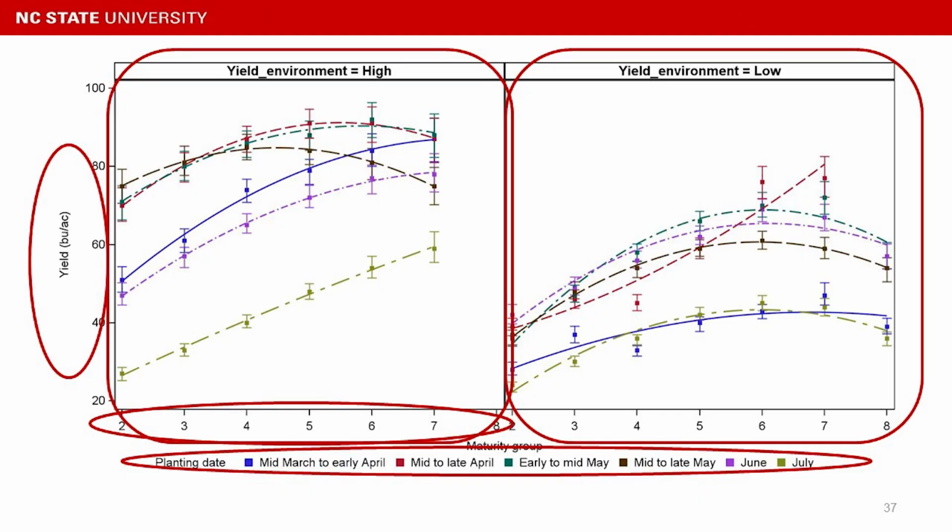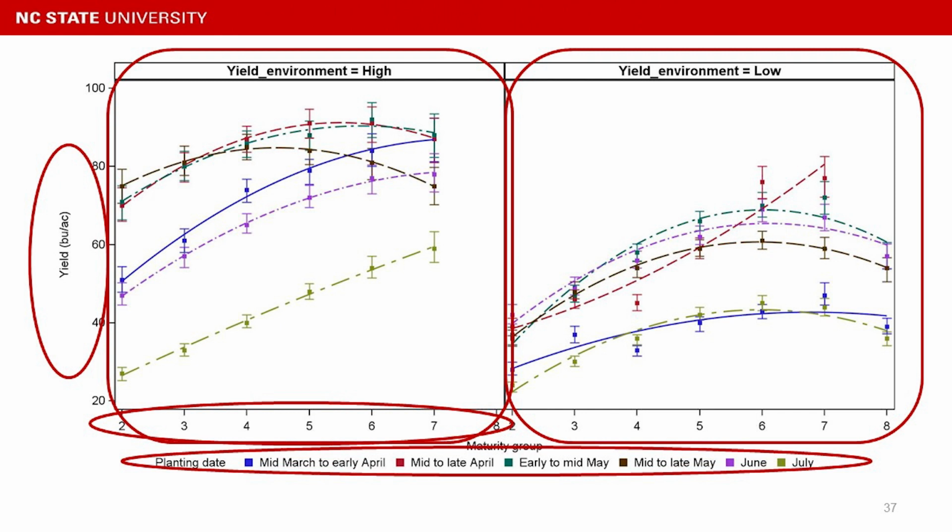And then we're going to talk about how you could use this data more meaningfully. So on the x-axis, we have our maturity groups. On the y-axis, we have yield. The different colored bars are the different planting dates. And I just am showing you this to give you an example of the nuances between these management practices in high yield environments and low yield environments.